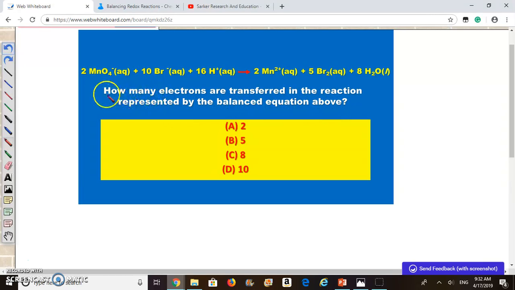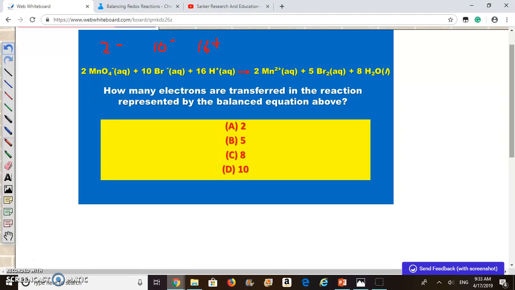Let us just quickly verify it in terms of atoms first. So we have 2 manganese here, 4 times 2, 8 oxygen here, 8 oxygen here, 10 bromine, 5 times 2, 10 bromine here, 16 hydrogen, 8 times 2, 16 hydrogen. Now let us check it in terms of charge. So we have 2 negative charge here, 10 negative charge here, and 16 positive charge here. So we have a total of 12 negative charge and 16 positive charge.